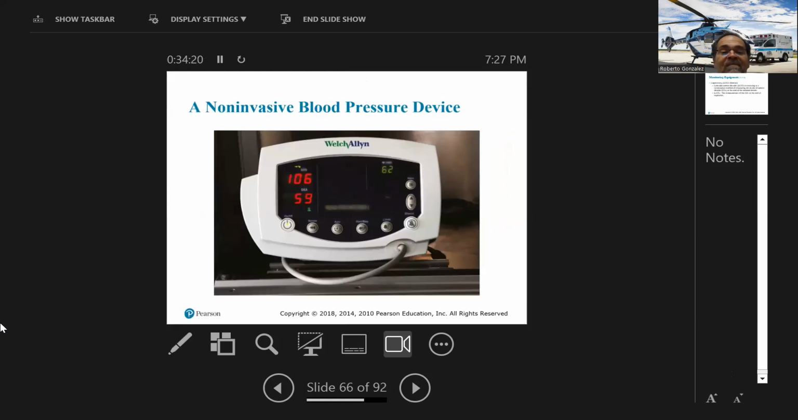A bigger pulse oximeter tells you the same thing as the small ones. Might be a little bit more accurate.